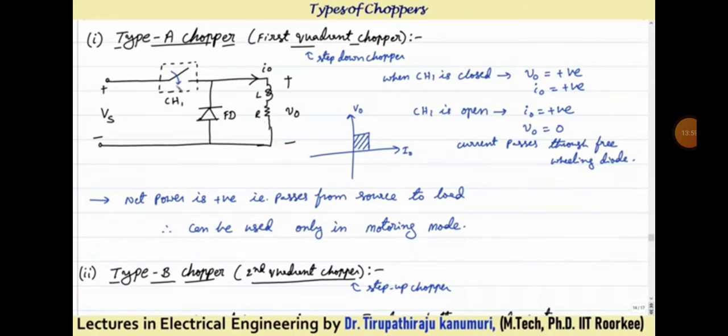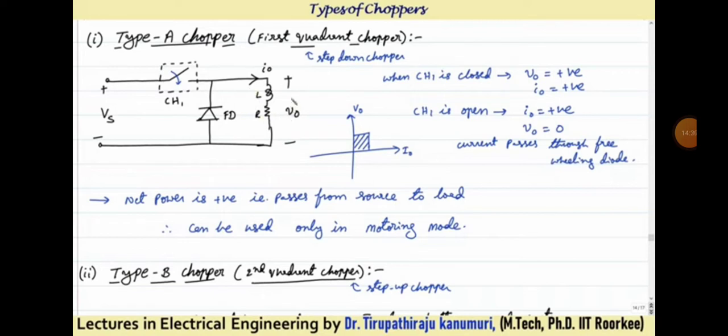Now when the switch is opened after the on time, what happens? Because there is an inductor in the load, the inductor will not allow a sudden change in the current. So the inductor wants to continue the current in the same direction. The polarity of voltage across the inductor will be reversed: the lower side will be plus and the top side will become minus. So the freewheeling diode will be forward biased and current will start circulating in this loop.